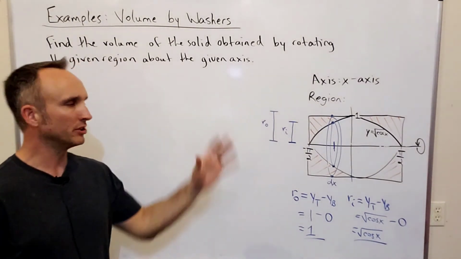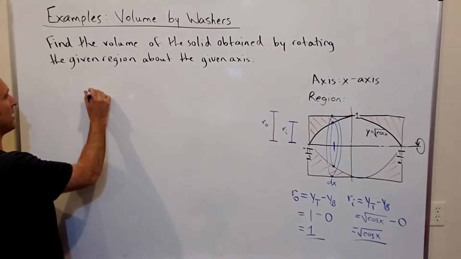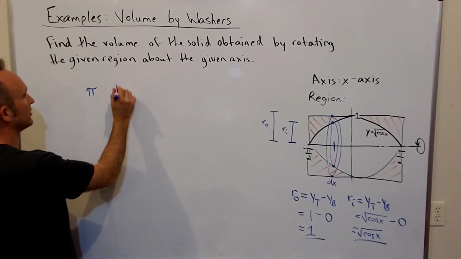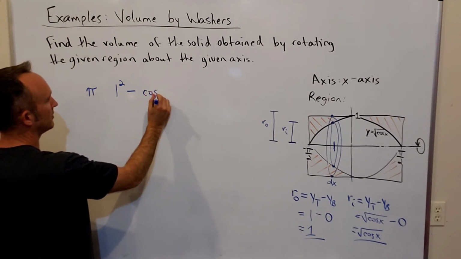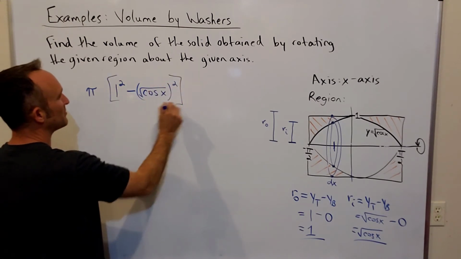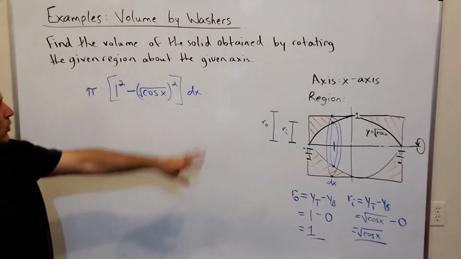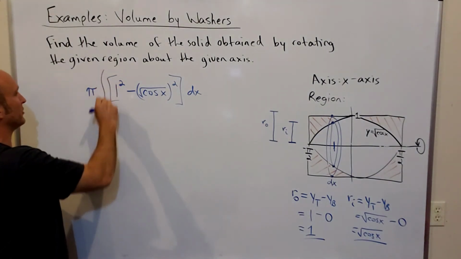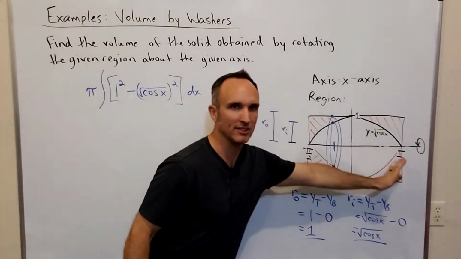We can set up our integral to calculate the total volume. So we take the volume of that one washer, which is pi, times the outer radius, 1, squared, minus the inner radius, the square root of the cosine of x, squared, times the thickness of the washer, which is dx. So that's the volume of the one washer. Then we have to add all of them together. We'll do that with an integral, and we do that based on x values from negative pi over 2 to positive pi over 2.